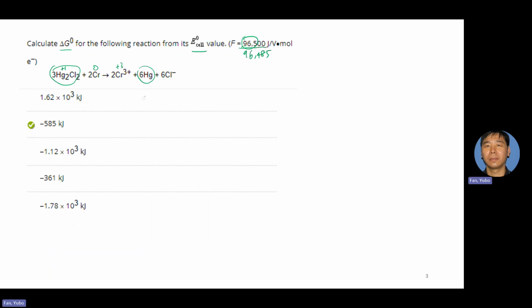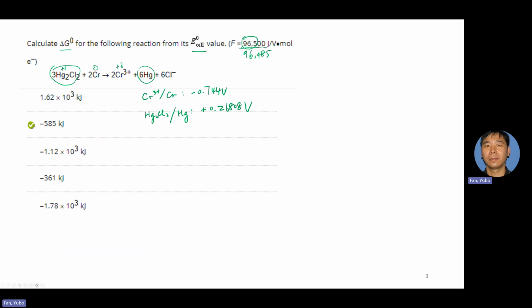Let me just write down chromium 3 to chromium. This one, I just use abbreviation, it makes it a little easier. -0.744 volts, and mercury 1 chloride, this is mercury's dimer, to mercury, it's +0.26808 volts.